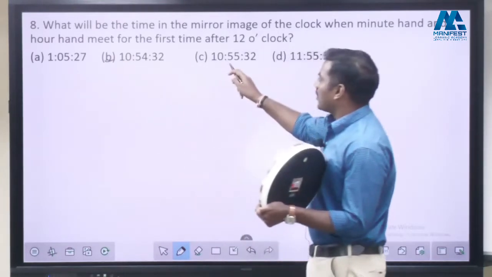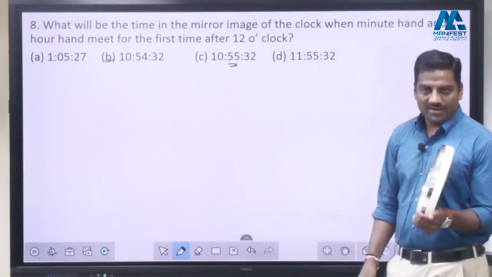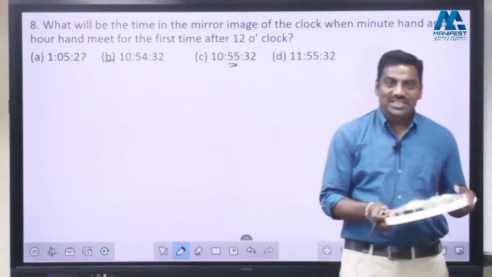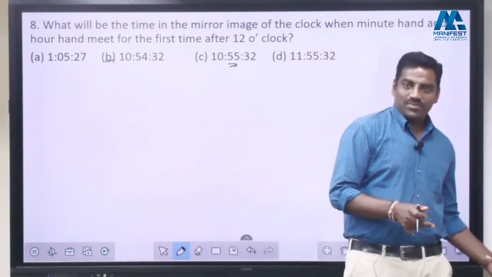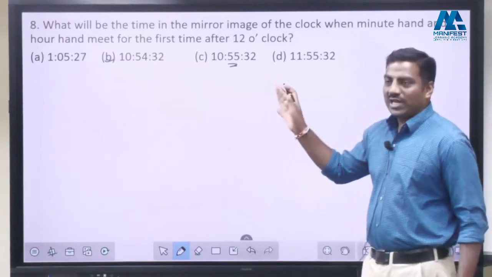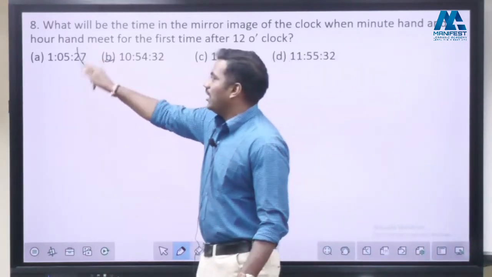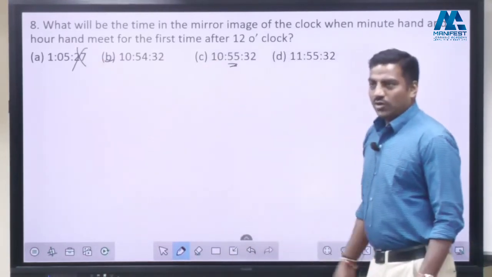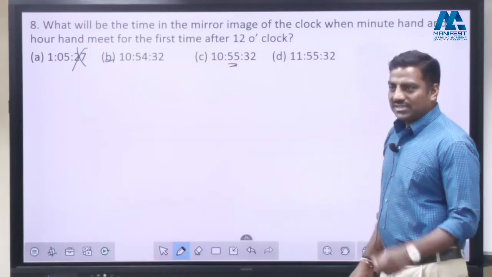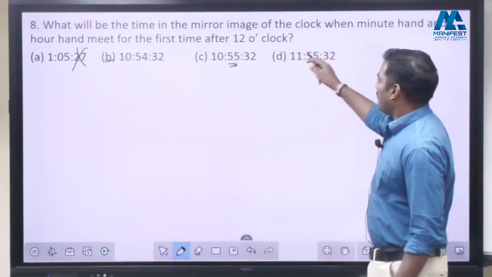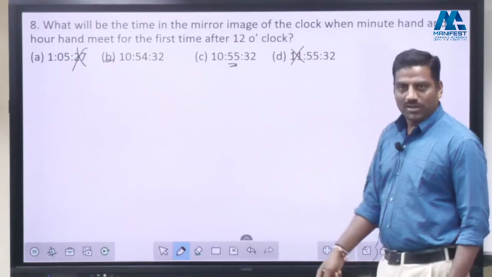Definitely it has not crossed 55. That should be very clear. It has not crossed 55. It is just before 55. So through the options only we can eliminate. This is not our answer at all. So our minute should be just before 55. So 11:55 will not come into the picture at all.